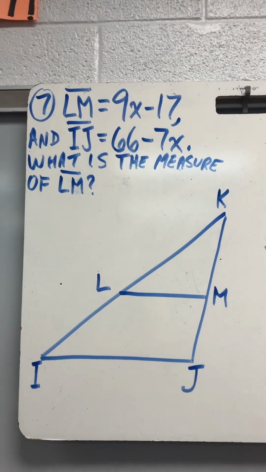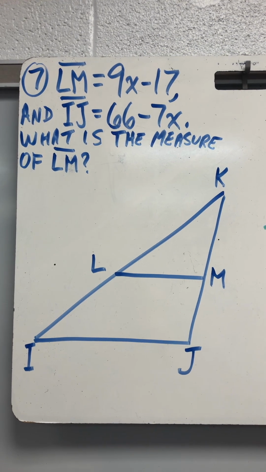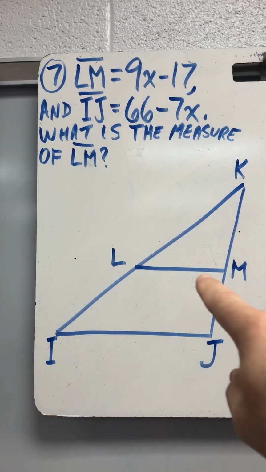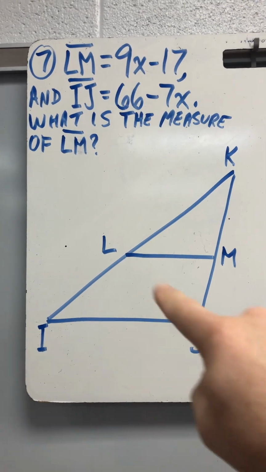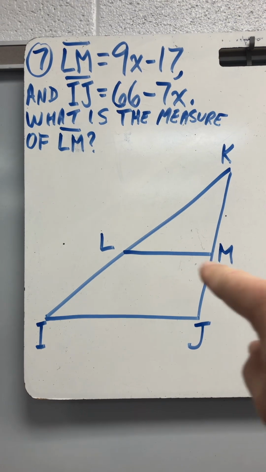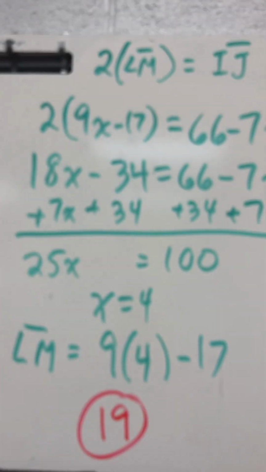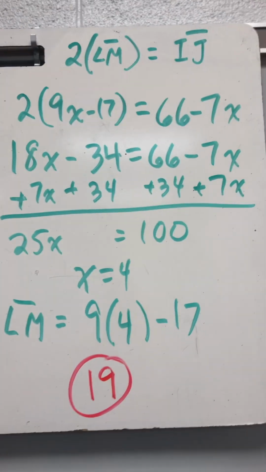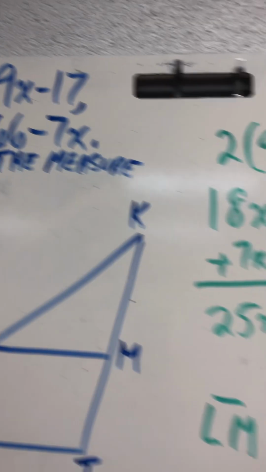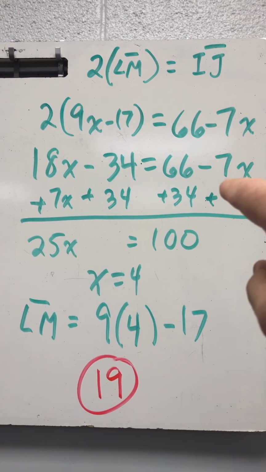LM equals 9x minus 17. IJ equals 66 minus 7x. What's the measure of LM? Okay. So first of all, don't forget that this guy is twice this guy. So 2 times LM equals IJ, right? 2 times LM equals IJ. Okay, so 2 times 9x minus 17 equals 66 minus 7x.